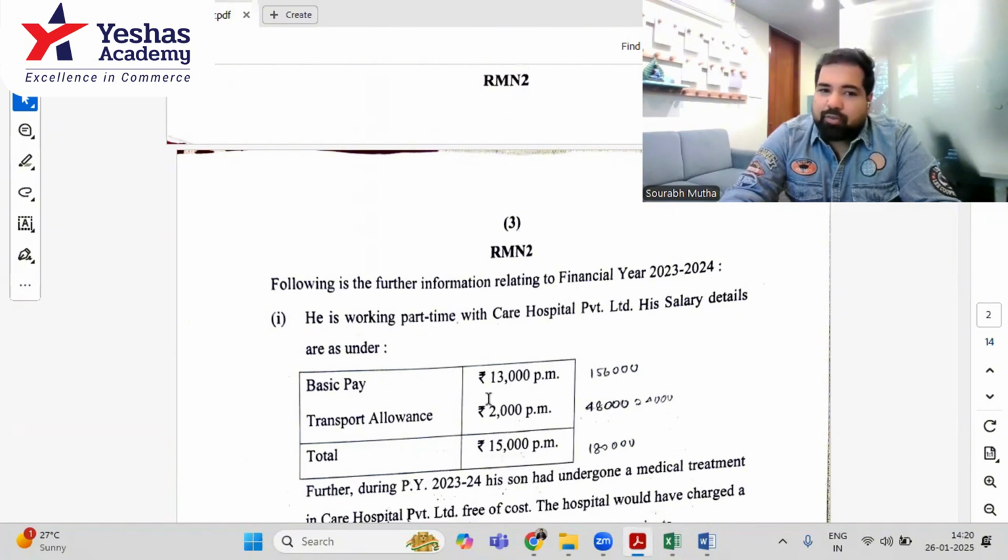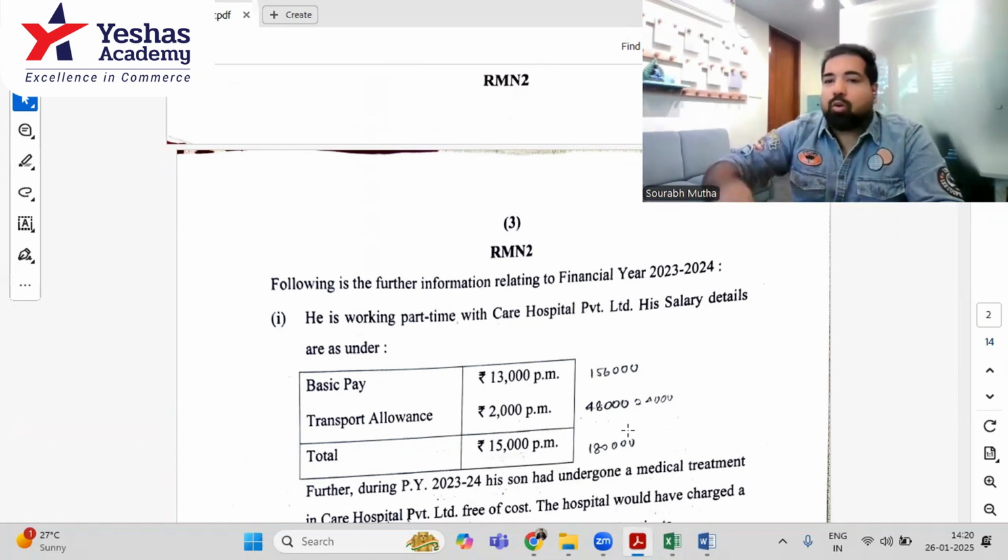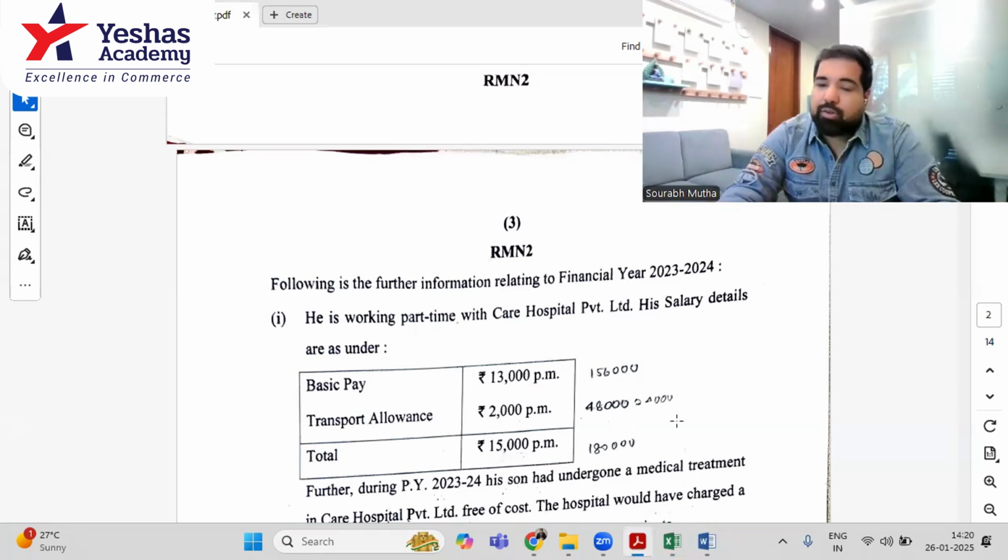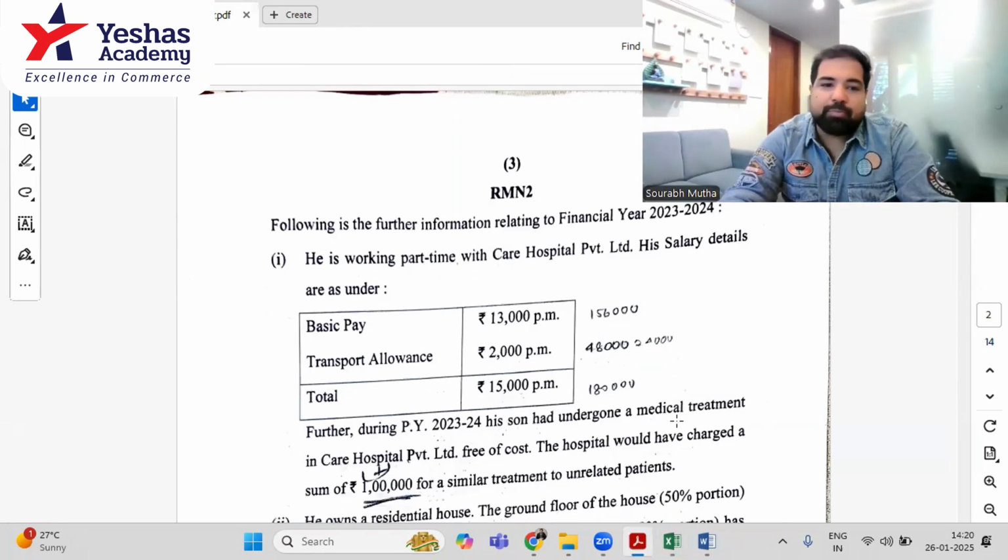Basic pay, transport allowance. So basic pay into 12, transport allowance into 12. Remember, for transport allowance, if you have spent any money for traveling for office purpose, you can minus, but not from your home to office and back. We've already discussed this in class as well. You have written it in your handwritten notes as well.